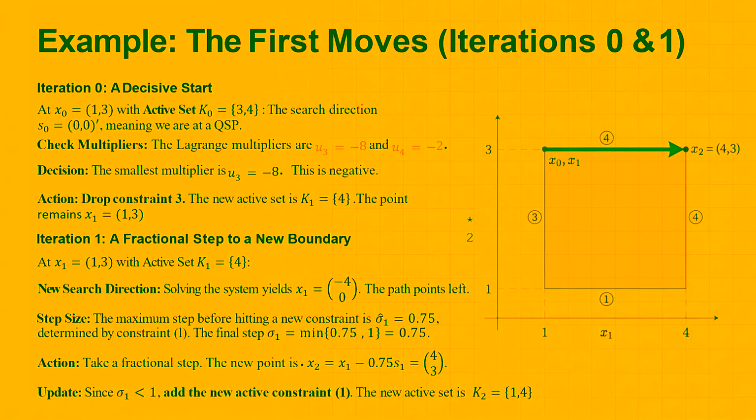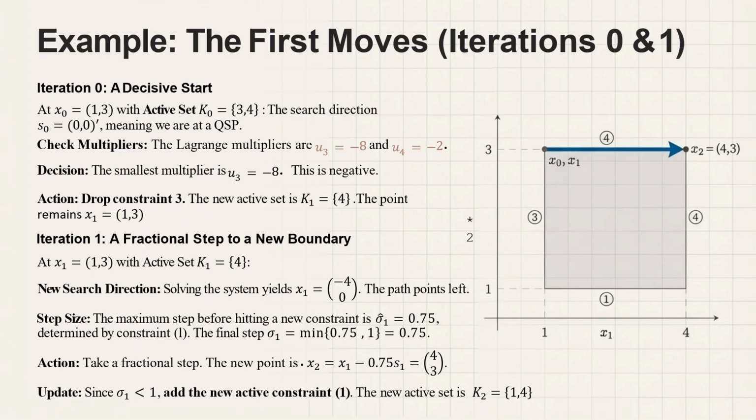Now it is time to calculate the step size. We aim to move toward the minimum, but along our path, we hit the boundary of constraint 1. The calculations show that we can only take a fractional step, less than 1, before reaching this new boundary. Update. Our new point is now located at the far right corner. Because our step was not a full step and we hit an obstacle, we add the new constraint, index 1, to the active set. Our active set now contains 2 constraints again, and we are ready for the next iteration.